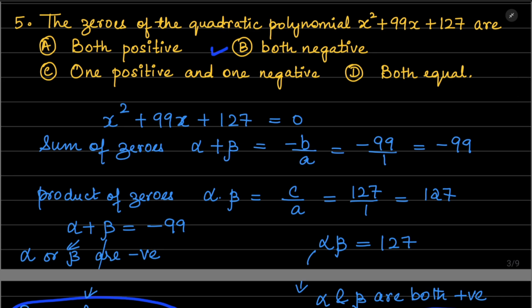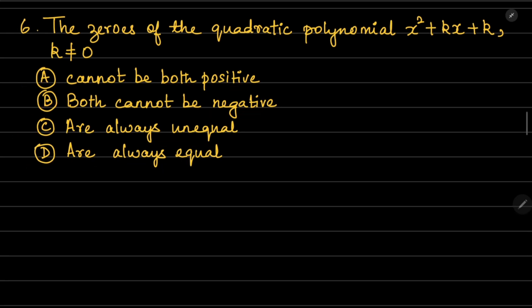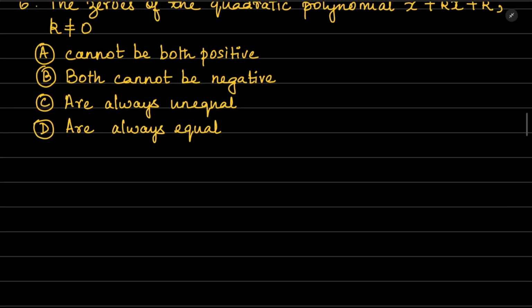So in such questions, you will have to actually take an example and think and do it. So let's see this question. The zeros of the quadratic polynomial x square plus kx plus k, where k is not equal to 0. So about the zeros of this polynomial, the options are: the zeros cannot be both positive, both cannot be negative, they are always unequal, and they are always equal. Okay. So here, if k is not equal to 0, the only possibility is k can either be less than 0 or k will be greater than 0. So let's go ahead and do that.